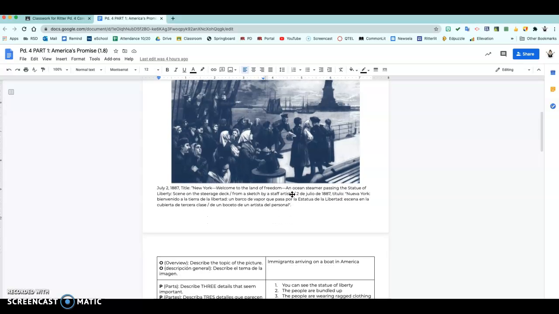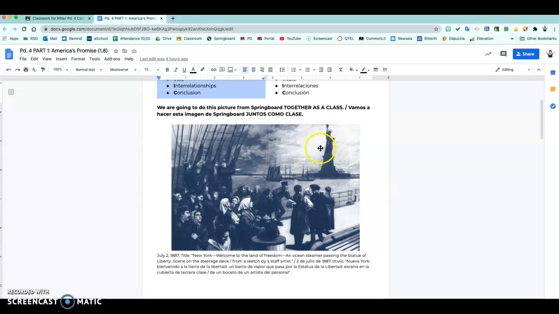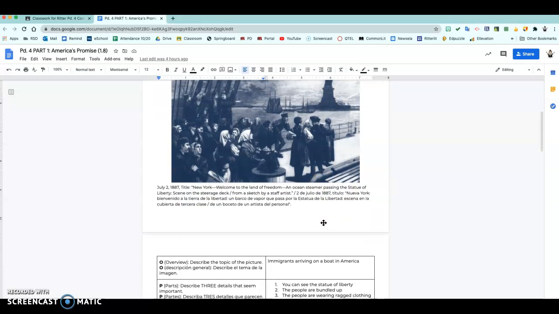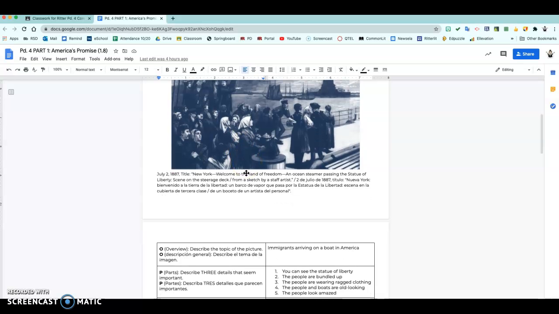Just the first impression. For the parts that we focused in on, we came up with that the Statue of Liberty is present in the picture. The people look like they're dressed warmly, they're bundled up. Their clothes look a little ragged. The people and the boats look sort of old-fashioned. And the people have facial expressions of wonder or amazement.